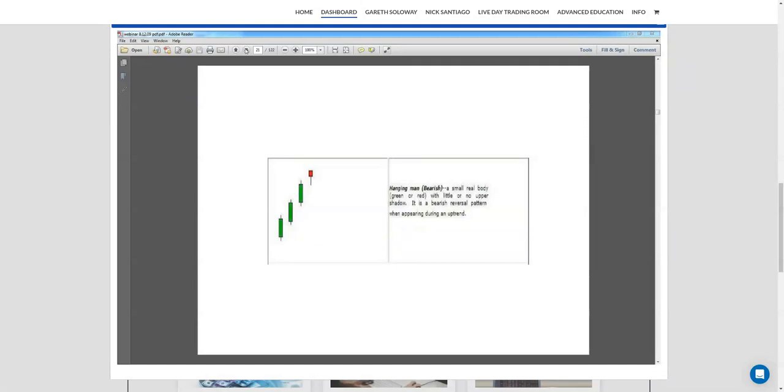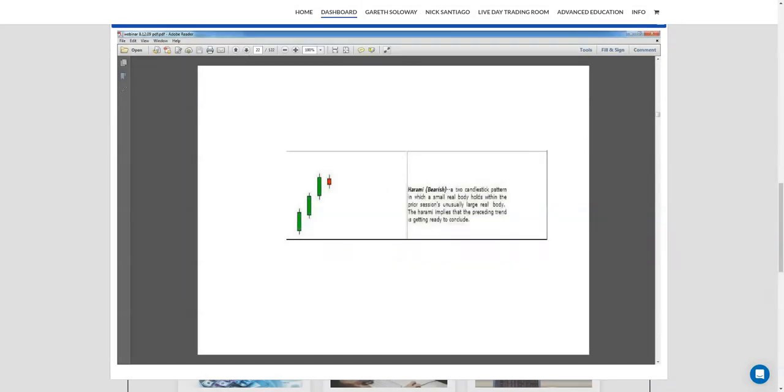Excellent. All right, let's go over to Harami. Do we need to know the name of this? Absolutely not. This is Harami bearish. What is this? Secondary factor.